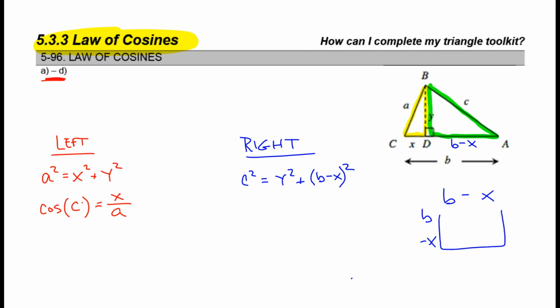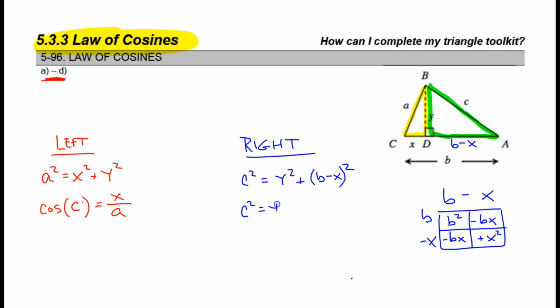I can set up a little generic rectangle, and I can say b times b is b squared, b times negative x is negative bx. I also have b times negative x here, which is negative bx. And then I have negative x times negative x, which is positive x squared. So when I take the quantity b minus x squared, I get the sum of these four boxes. So let's go ahead and simplify that.